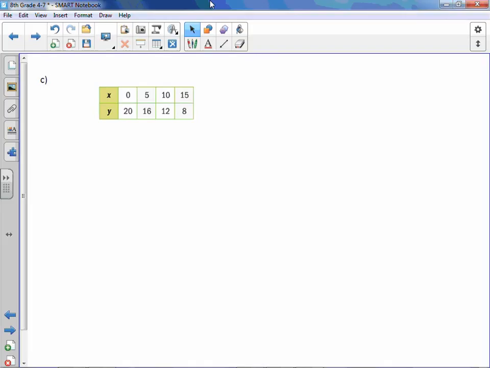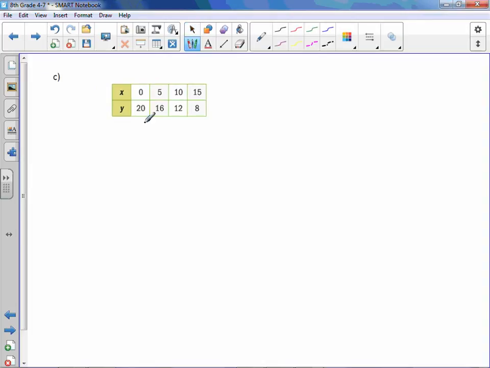Letter C. Our change in our y values from 20 to 16 is minus 4. From 16 to 12 is minus 4. From 12 to 8 is minus 4. Our x values from 0 to 5 is plus 5. 5 to 10, plus 5. 10 to 15, plus 5.